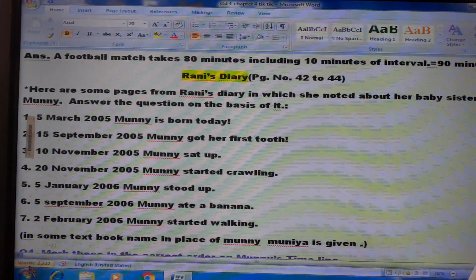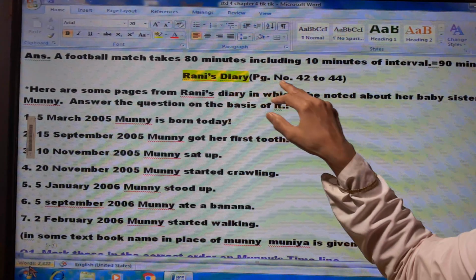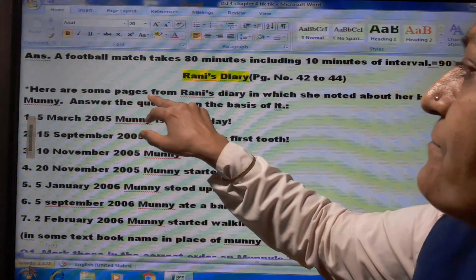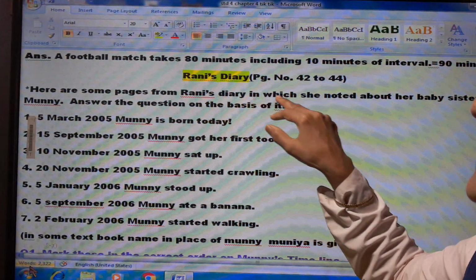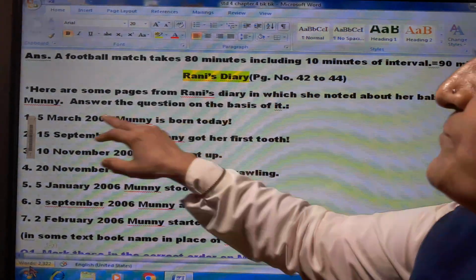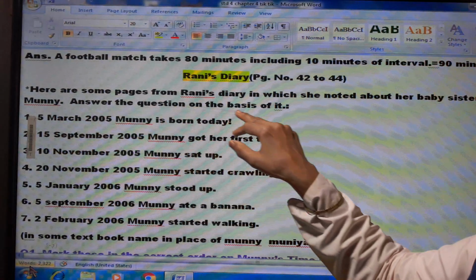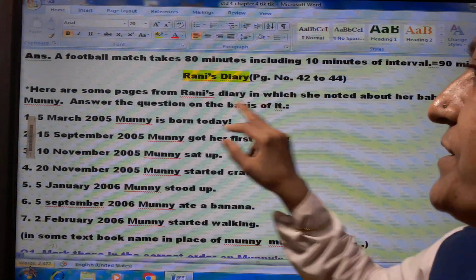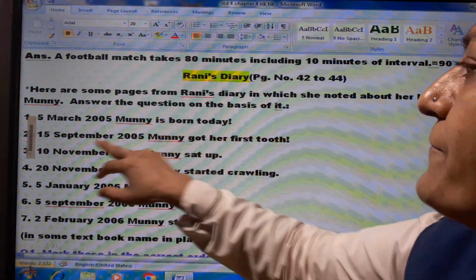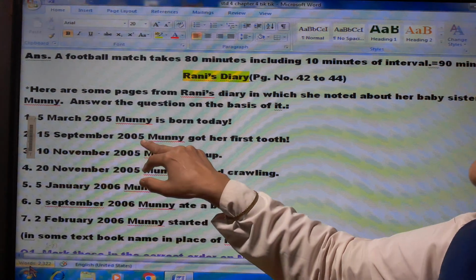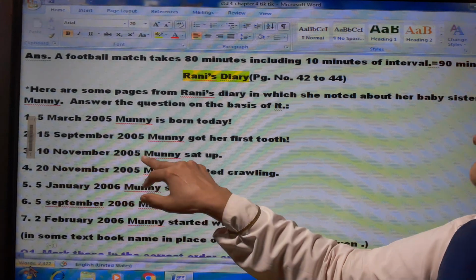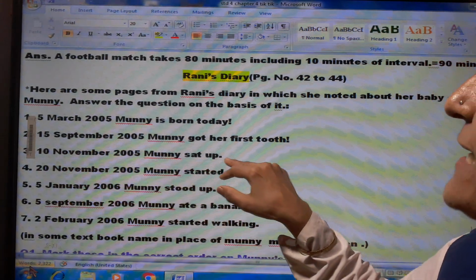Now, Rani's diary, page number 42 to 44. Here are some pages from Rani's diary in which she noted about her baby sister, Munni. Answer the questions on the basis of it. 5th March 2005, Munni is born today. 15 September 2005, Munni got her first tooth. 10 November 2005, Munni sat up.